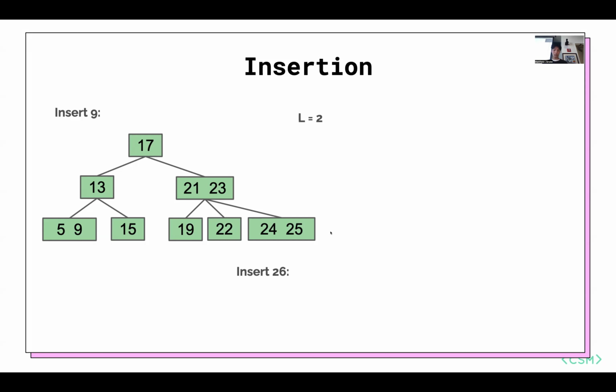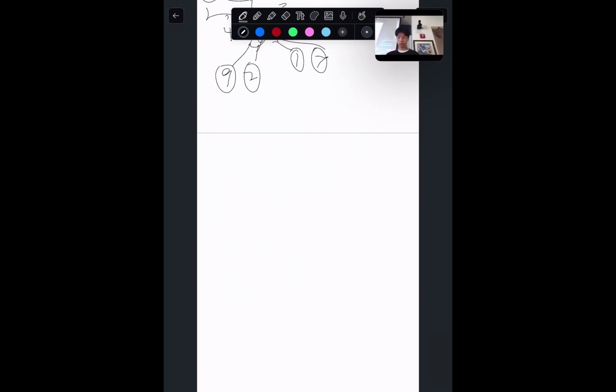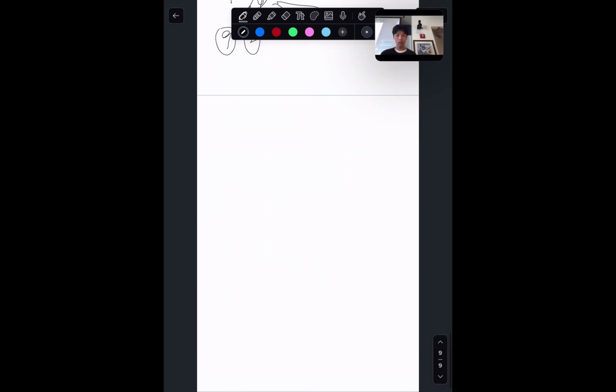Just use the iPad for this. Here you go. Still need to see the tree though. You could, it's a little tricky.